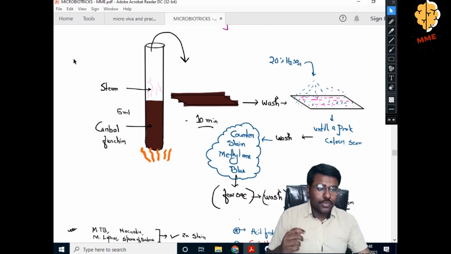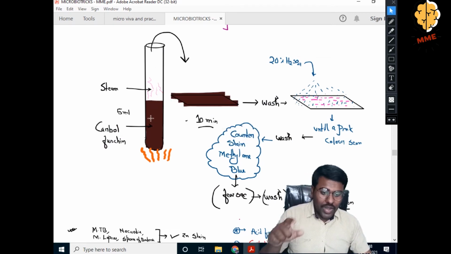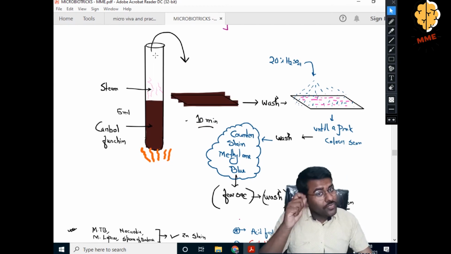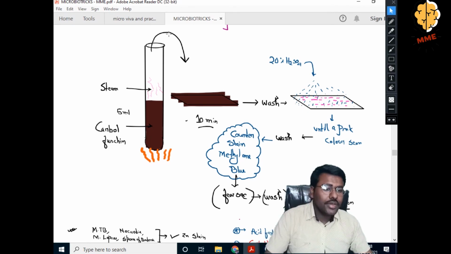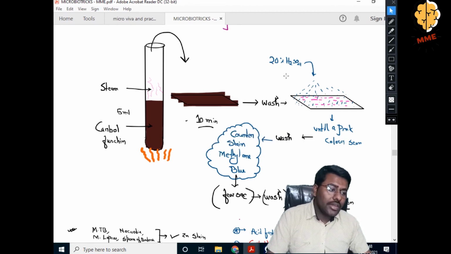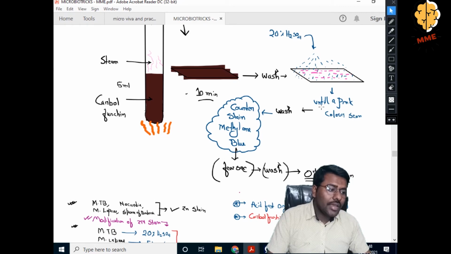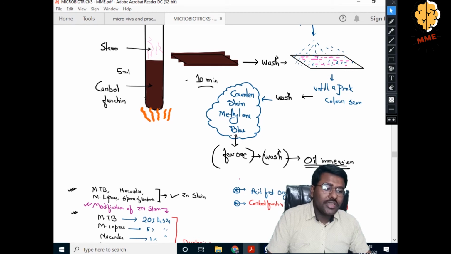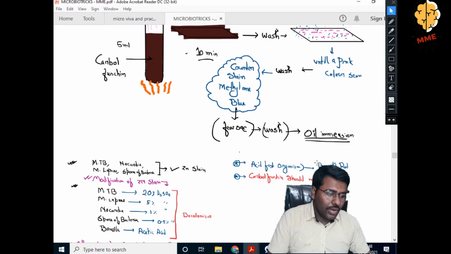Now coming to the procedure. First you have to take a test tube, and 5 ml carbol fuchsin is added, heat is applied, and steam is produced. When steam first appears, pour the carbol fuchsin on the slide and wait for 10 minutes, then wash. Then 20% H2SO4 is added until the pink color is seen. When the pink color is seen, wash it. Then the counter stain methylene blue is added, wait for a few seconds, wash it, and see under oil immersion.